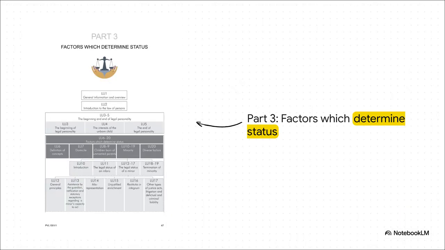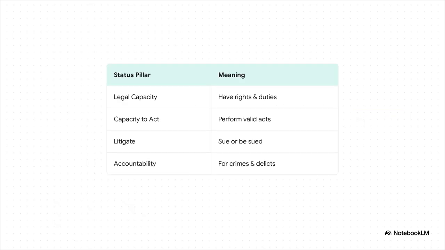And this brilliantly illustrates exactly where we are in our curriculum today. Notice how the scales of justice map out part 3 of our study guide. We are focusing squarely on the specific, real-life variables that determine status. From Learning Unit 6 all the way through to Unit 20, we'll see exactly how different human conditions actually tip these scales.